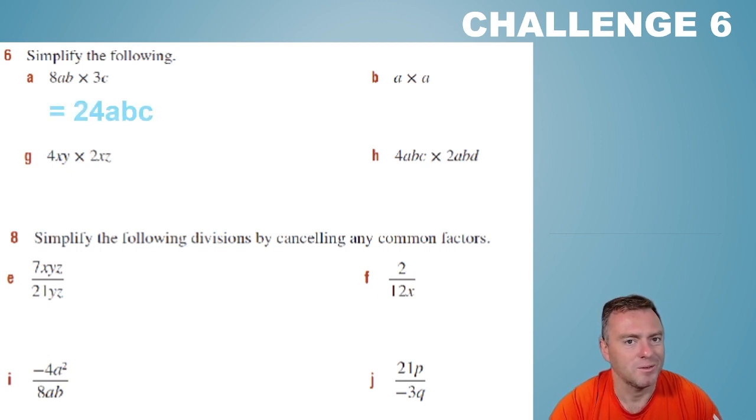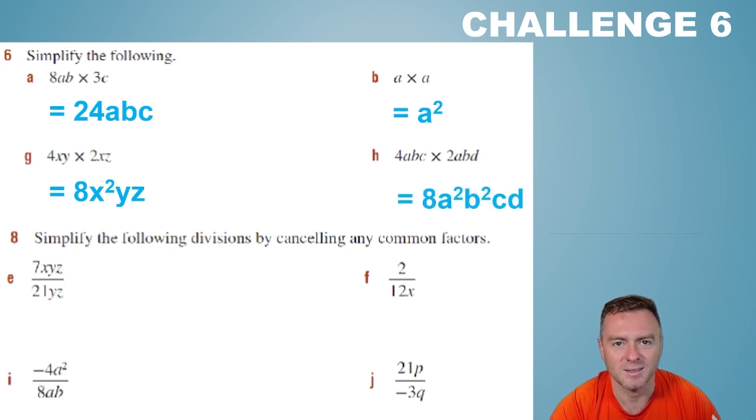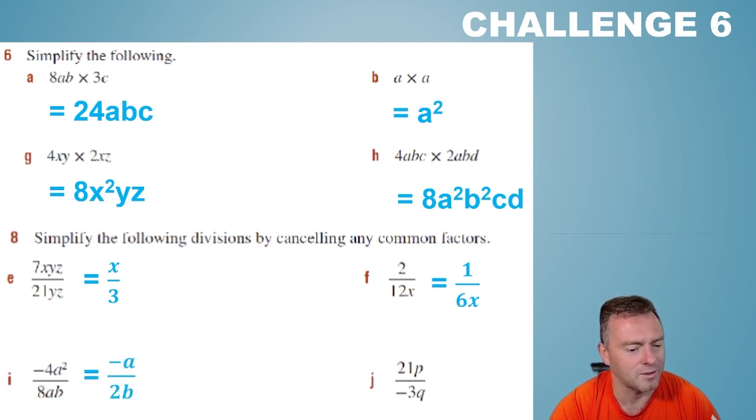So the first one, 3 times 8 is 24, ABC. The next one is a squared. Next one is 8x squared yz. Next one was 8, a squared, b squared, cd. Next one cancels out and we're just left with x on 3. Next one was 1 on 6x. Next one was negative a over 2b. And the last one, we've got negative p over q.